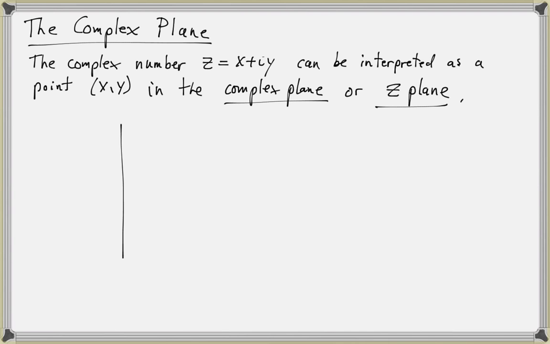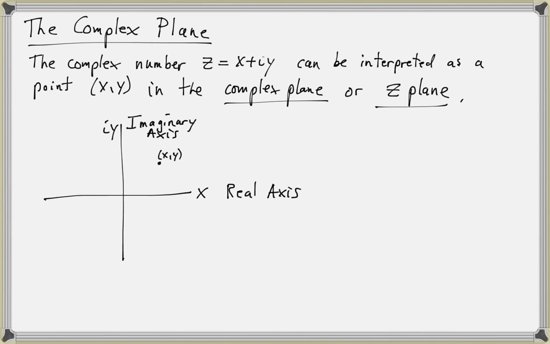So we have two axes, and the horizontal axis is identified as the real axis, and the vertical axis is called the imaginary axis. So we put the imaginary numbers iy on the imaginary axis. So given a complex number z, x plus iy, we identify it with the point xy in the complex plane.